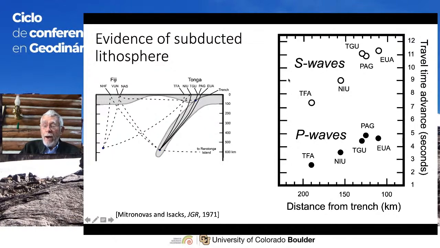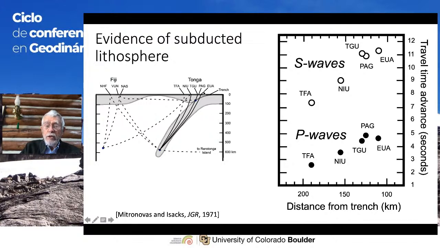This is a plot now of travel time advances. This is how early the P waves down here and S waves are here at stations in Tonga. Distance from the trench measured this way. So TFA is this station.